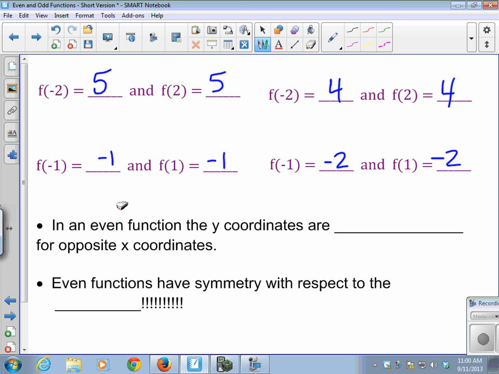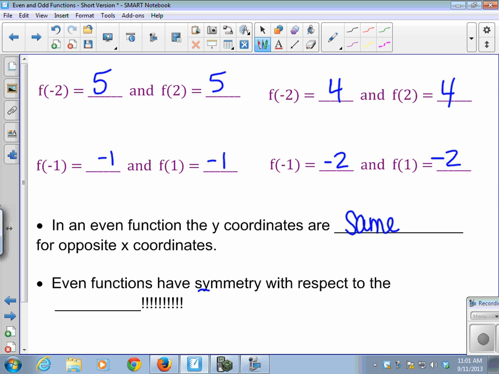Alright, so you can see that in an even function, the y-coordinates are the same for opposite x-coordinates. Negative 1 and 1 here are opposite, but I get the same thing no matter which one I plug in, okay? So in an even function, the y-coordinates are the same. Now, even functions, as we saw with the graphs, have symmetry, where they flip over the y-axis.